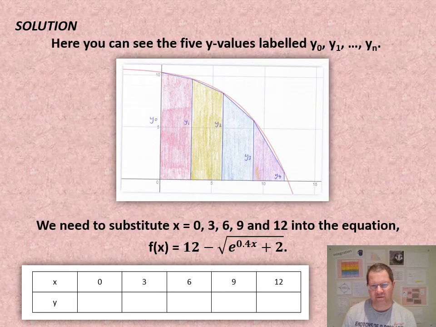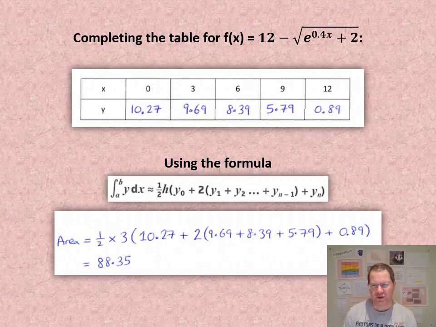So we have 5 y values. There's always one more y value than there are trapezia. I've labelled them y0, y1, y2, y3 and y4 on the graph. And then we need to substitute the x values for each of those, 0, 3, 6, 9 and 12 into the equation f of x equals 12 minus the square root of e to 0.4x plus 2 to find the values of y, because they are the parallel sides we need. So I've done that. I've written each of the values of y to 2 decimal places, and then substituting the numbers into the formula. We always start with a half.